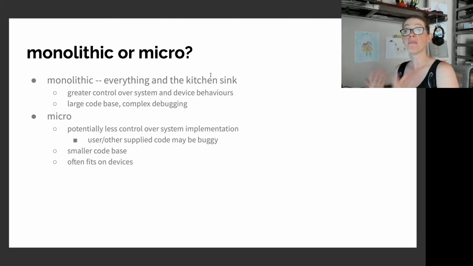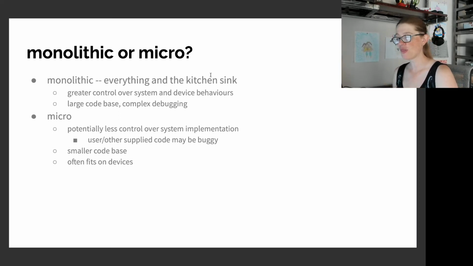And of course, if you have a microkernel operating system where you put the minimum into the kernel, you'll have a smaller code base. It'll be easier to debug. But now you have a lot of aspects of the operating system living as user programs. Sometimes operating systems do this so that the user can plug and play different components. But then you would potentially be giving away some of the control over the system's implementation, which may make code buggy. So there are lots of decisions to make there.